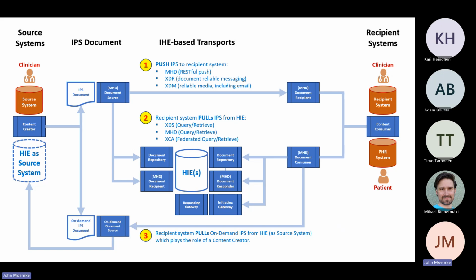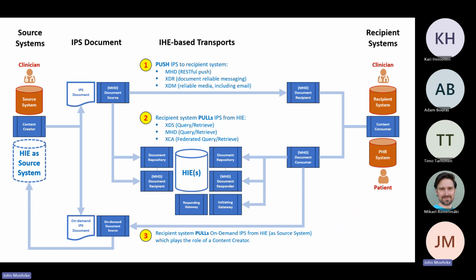It's focusing a little bit more on explaining it in a diagram model. But essentially, you have the very same thing. On the far left, you have source systems that are creating an IPS. Maybe it's going up to the MHD document source. That MHD document source under number 1 up there is pushing it using RESTful or document reliable messaging or XDM to a recipient who's consuming it.